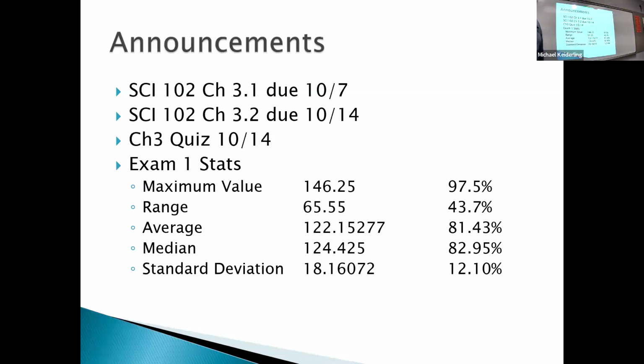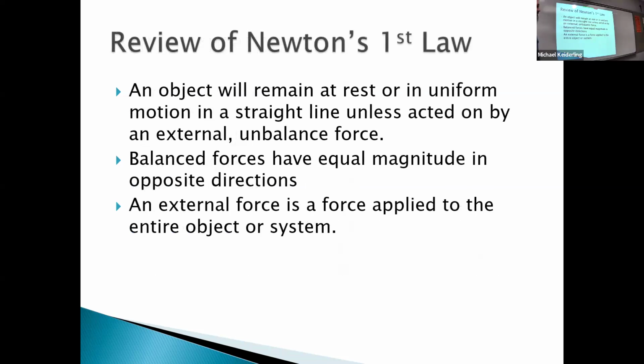Okay. So I'm going to continue on with chapter 3. So quick review of Newton's first law. If you have an object that is in motion, it will remain in motion in a straight line at a constant velocity unless some external force acts on it. If an object is at rest, it will remain at rest unless some external unbalanced force acts on it. Balanced forces have equal magnitude in opposite directions, and an external force is a force applied to the entire object or system from outside.